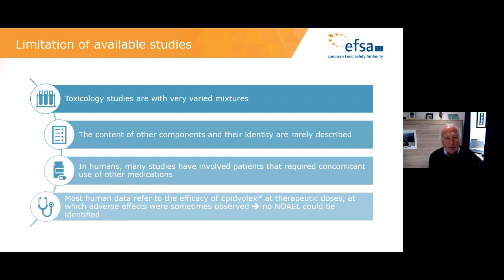And in humans, where many of the studies have been carried out, they have involved patients who have refractory epilepsies of different sorts, and they require concomitant use of other medications. That really complicates our assessment of the effect of CBD. And this became so significant when we're looking at the efficacy of Epidiolex, where adverse effects were sometimes observed but were tolerated, and it meant that we could derive no NOEL from the studies that we managed to identify. Next slide, please.